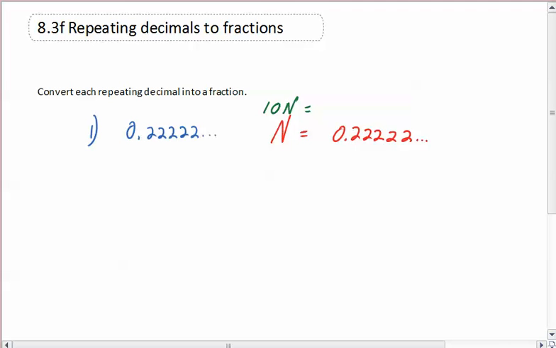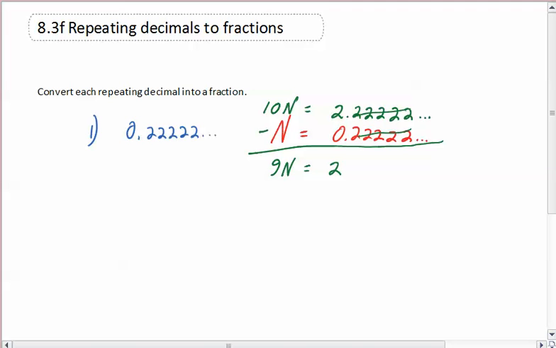What happens when I multiply that whole number by 10 is that one of the 2's comes on the other side, and then I have a bunch of 2's continuing after the decimal. So I'm free to do this. I can take two equations and subtract them. So I have 9n. When I subtract this, I start from the right. All of the repeating decimal part goes away. They subtract from each other, and I just get a 2.